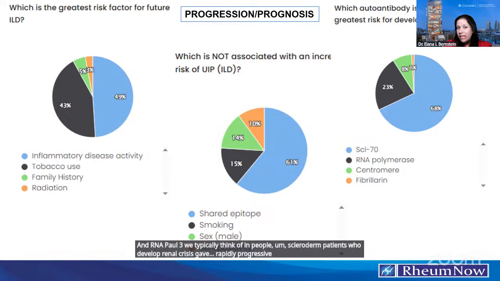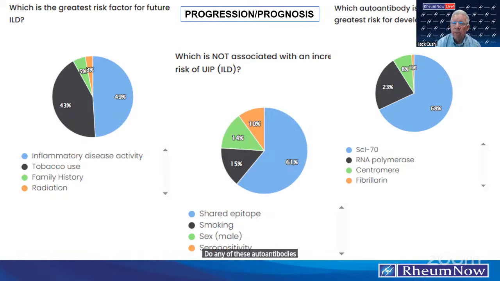Do any of these autoantibodies, and I'll throw into the mix CCP and RF and ANA, do any of these autoantibodies behave as biomarkers for disease other than risk factors for disease? I assume they're just risk factors.